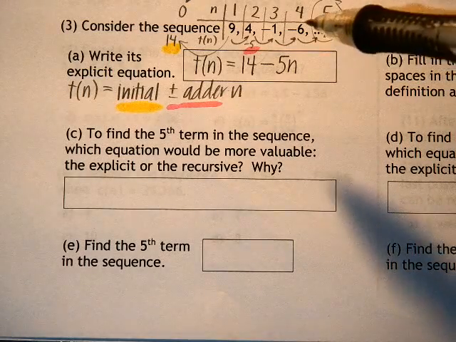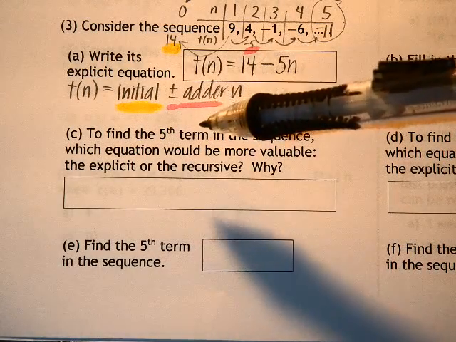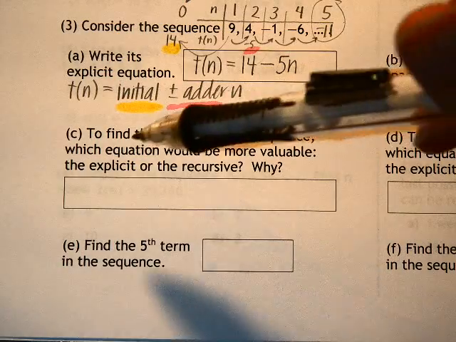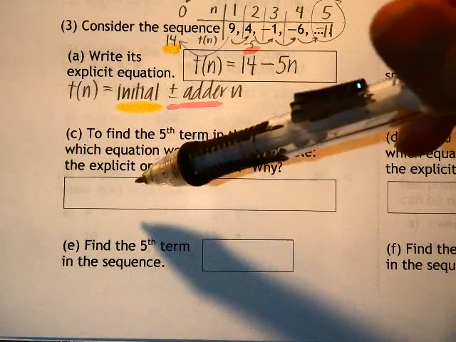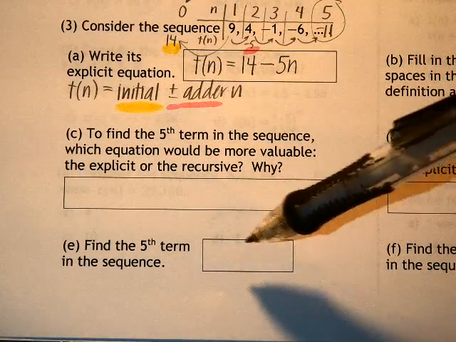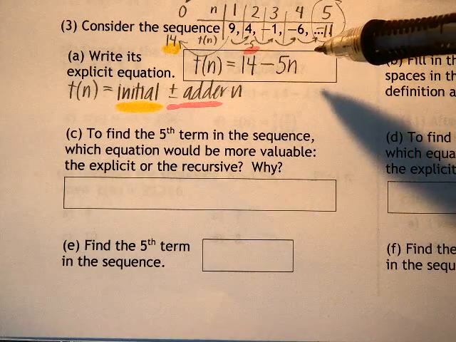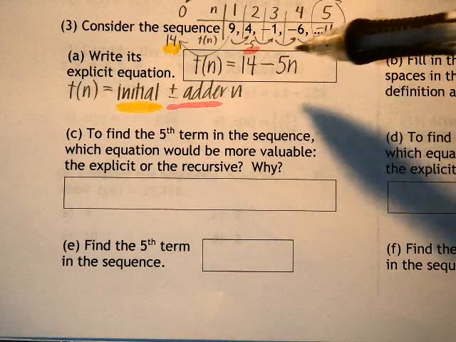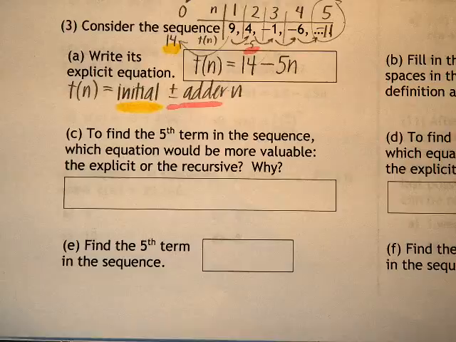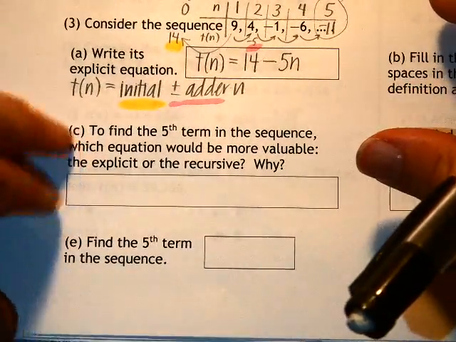Letter C just wants us to be practical and to ask ourselves, if we want to find the fifth term in the sequence, which equation would be more valuable, the explicit or the recursive? So I need to think back at what that means. If I needed to find the fifth term, what would it look like if I used the explicit equation?